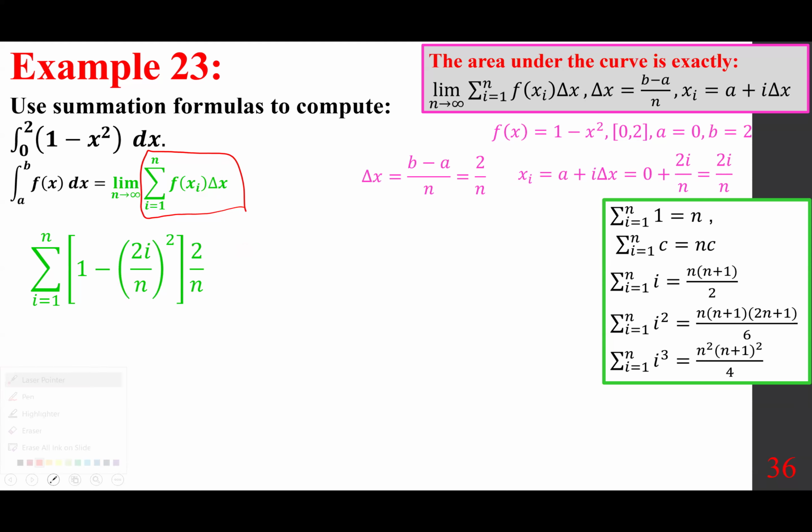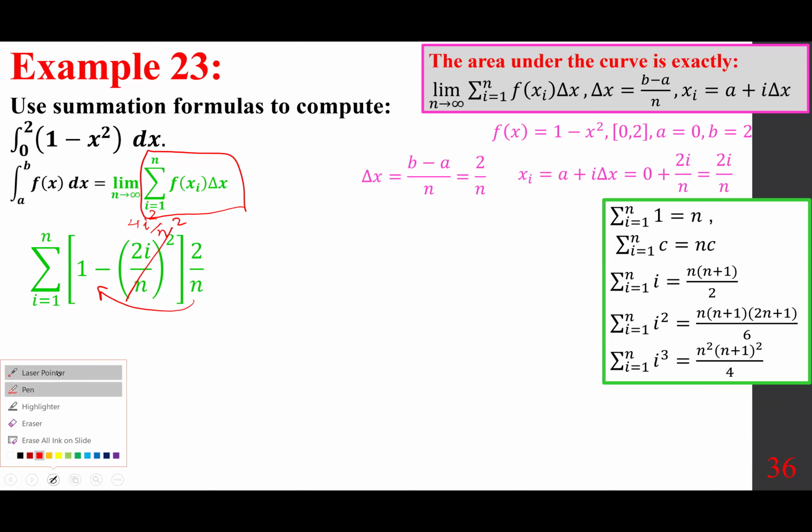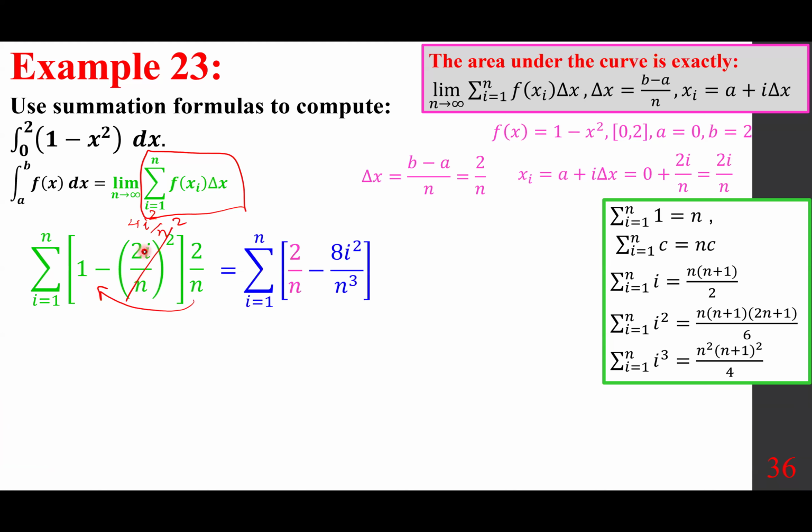This one is 4i squared over n squared. We are going to distribute over here. We get 2 over n when we multiply it by 1, and when we multiply it by the second piece, we get 8i squared over n cubed.